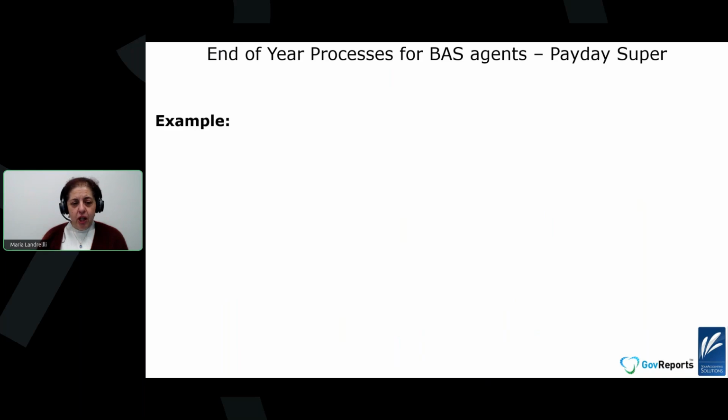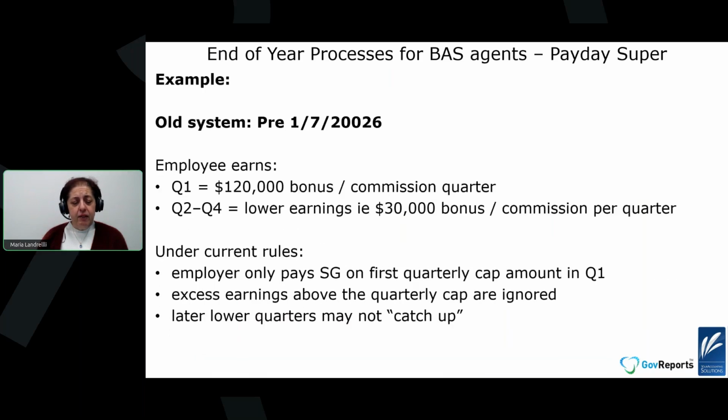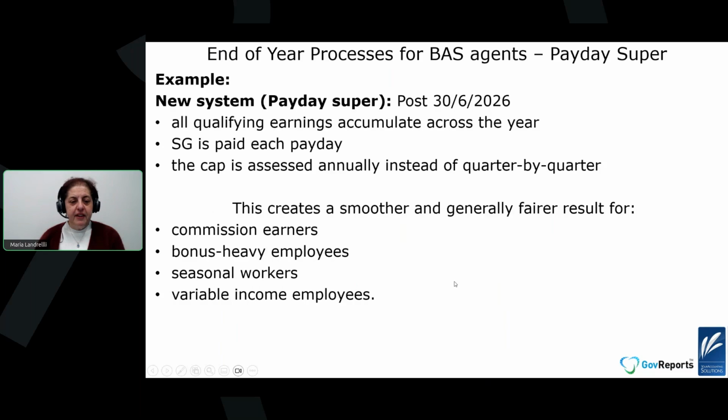So come 1st of July, an example is someone who in quarter one gets a 120,000 bonus commission. So it's usually real estate agents and people like that. And then the next 3 quarters, they have a much lower amount of 30,000. You don't go back to make it up to the quarterly cap amount. So in this case, they get the SG on the first quarter up to the cap, and then the rest is ignored.